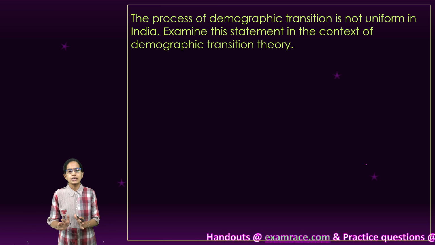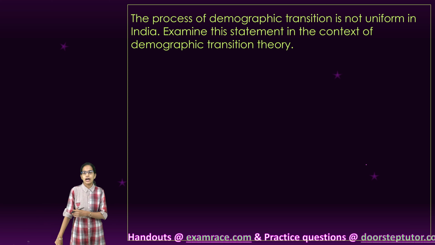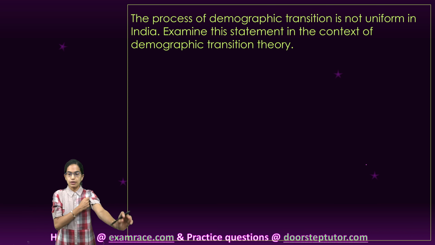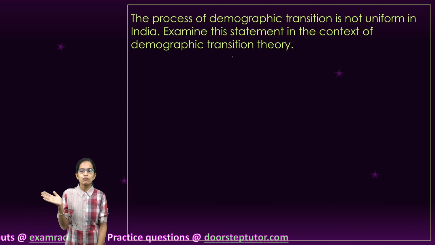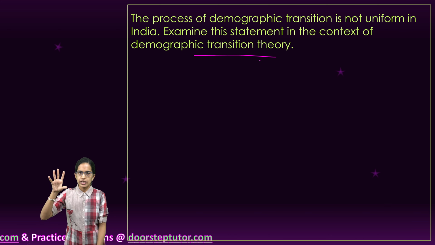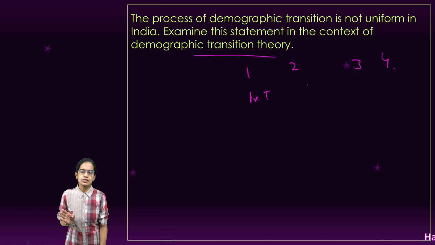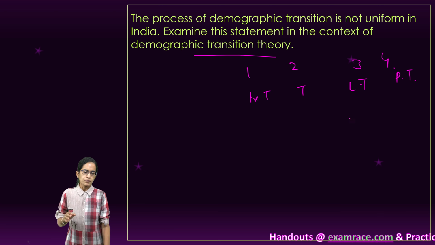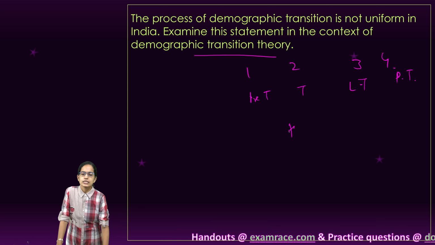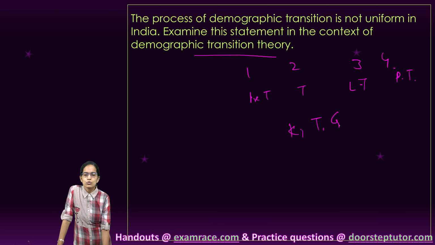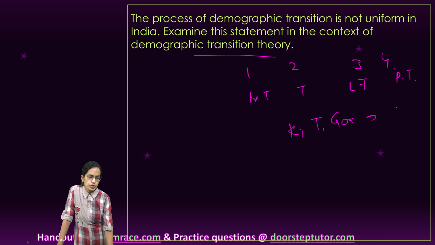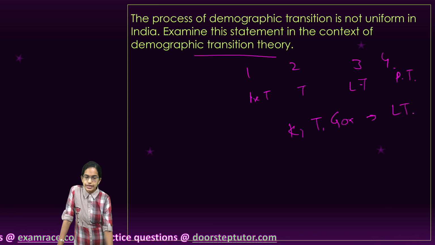Now, demographic transition is not uniform in India. In context of the theory of demographic transition, explain this. So first you have to explain the very fundamental of demographic transition theory, the stage 1, 2, 3 and 4. That's the pre-transition, transition, late transition and the post-transition, and then explain how states like Kerala, Tamil Nadu, Goa are doing good. They are on the way of late transition.